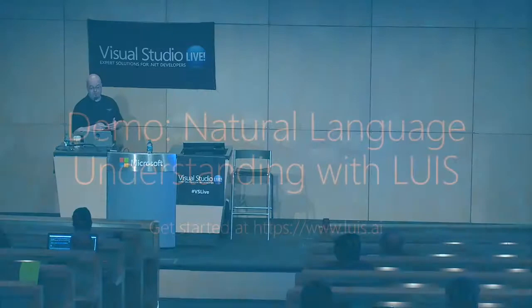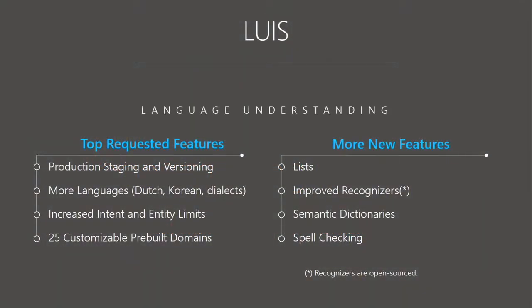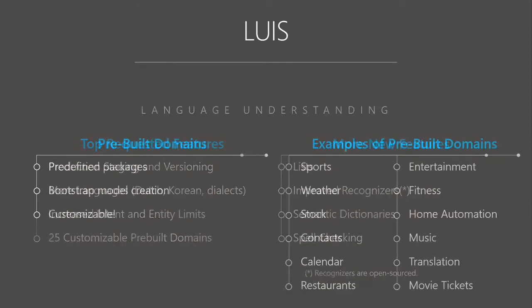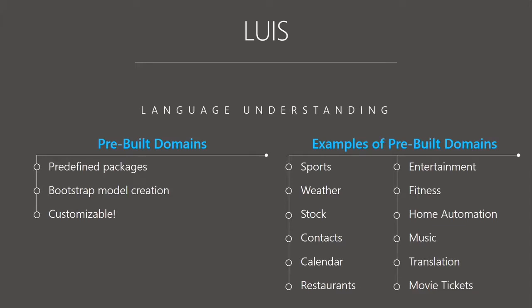I don't have time to dive into all of these. The main one I wanted to show you today was the language understanding service that I've demoed for you. There are new features coming for Lewis as well, such as pre-built domains. If you're creating a model around sports, weather, stocks, contacts, calendar or restaurants, we have pre-built domains you can initialize in your Lewis model, pre-trained with a whole bunch of entities and utterances. This way you're not starting from scratch, you're starting from a huge bank we've already created, which makes it easier to create a Lewis model for those domains.